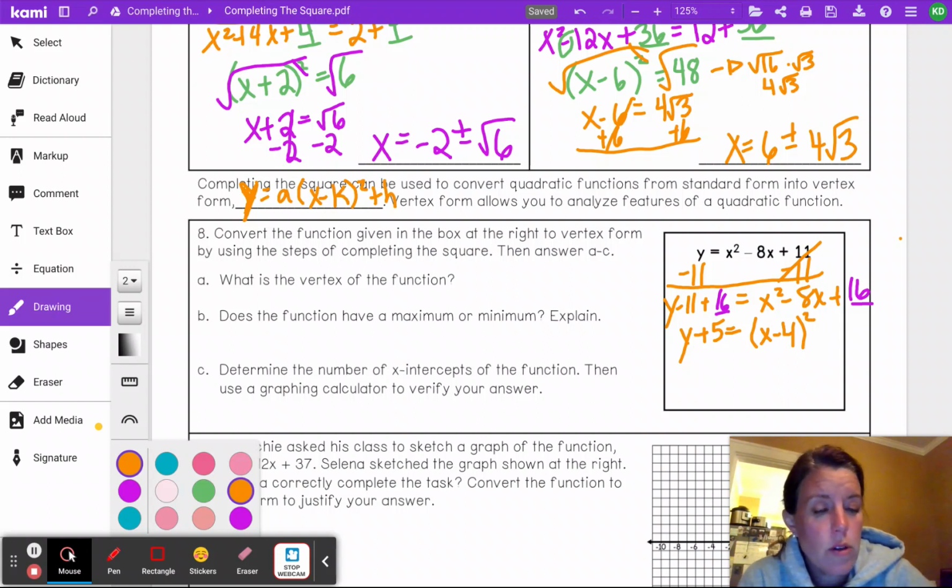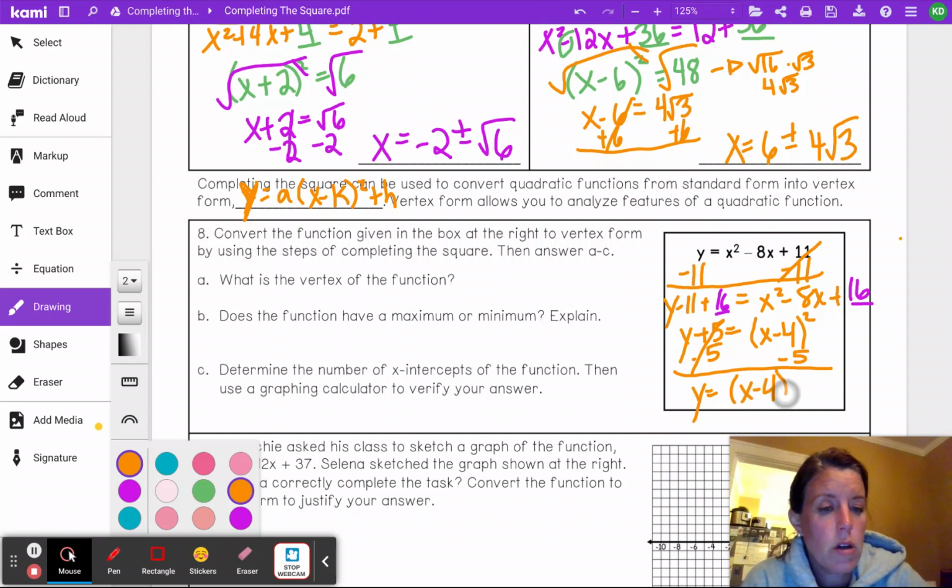I'm solving for y, so I'm going to subtract 5 from both sides because we're putting it into vertex form. If you need to look back at that formula to get it in that same condition, that's super helpful. So y equals x minus 4 squared minus 5.